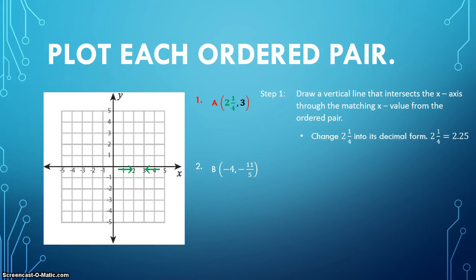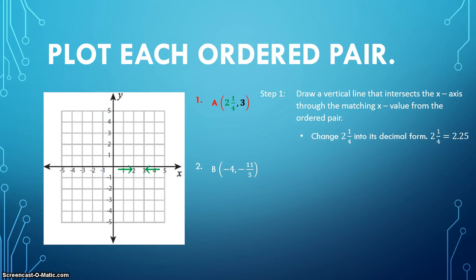So what we're going to do with 2 1/4 is change it to its decimal, which is 2.25. That's pretty easy to do. You just remember 2 is going to be in front of the decimal. Take 1/4 and change it to its decimal form by doing 1 divided by 4. And you get 0.25, so 2.25.